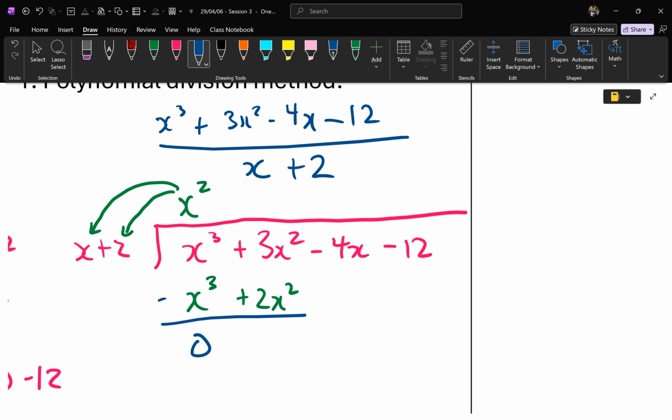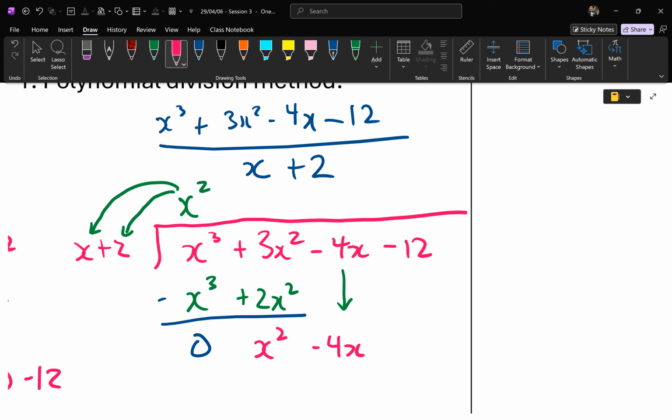Natalie? Yeah. 3x squared minus 2x squared gives you x squared. So fill this in. So we're going to write now x squared is left over. We still have the next two terms to work out, so we drop them down. Here we go. Drop down then minus 4x. And then we start again.